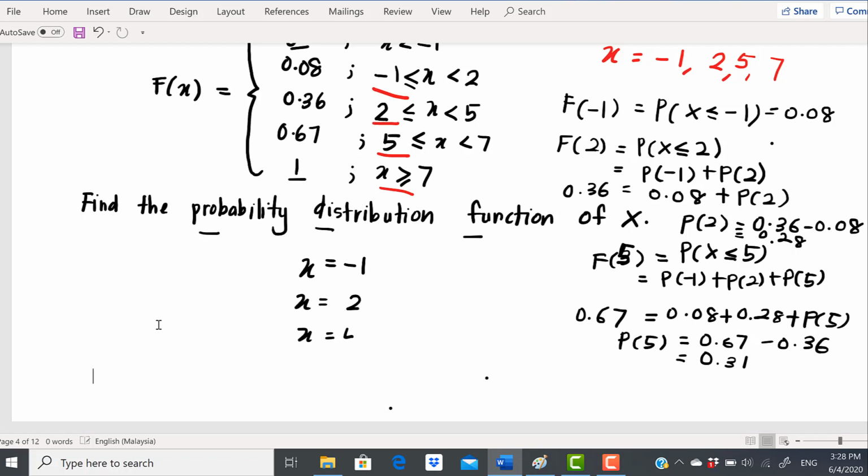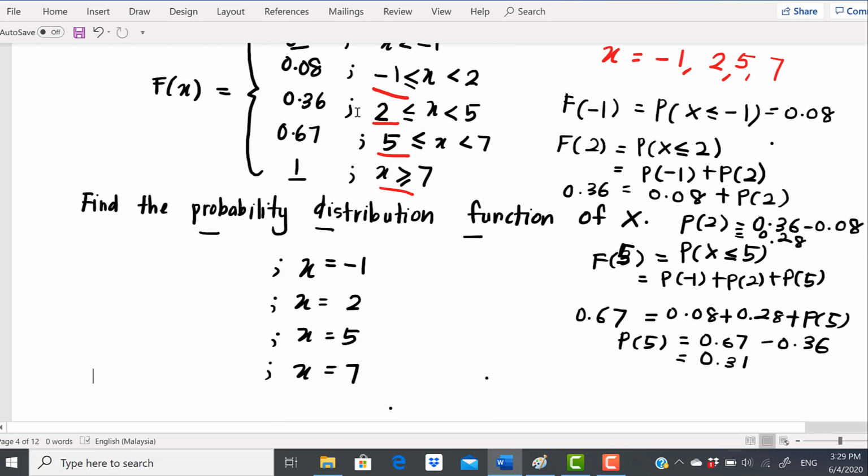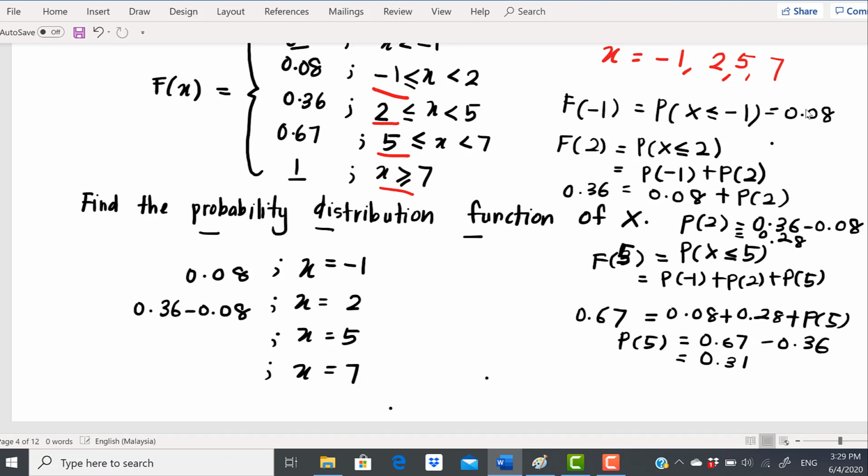So we can say that we have x equal to -1, x equal to 2, x equal to 5, and x equal to 7. To get the PDF, when x equals -1, it is equal to F(-1), because we know that F(-1) is the probability x less than or equal to -1, which is 0.08. For x equal to 2 it is 0.36 minus 0.08. When x is equal to 5 it is 0.67 minus 0.36. And when x equals 7 it is 1 minus 0.67.